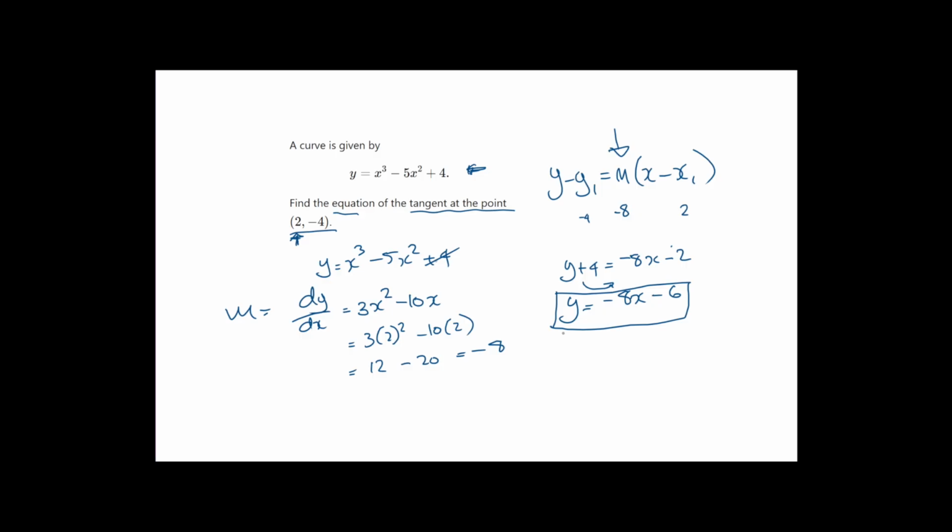Just as an aside, if you're going to go and graph this, I just tested it a wee while ago, and that point isn't on there, but we're going to sort of make out that it is. That would be the tangent there. That's a straight line with gradient of -8 and crossing the y-axis at -6.